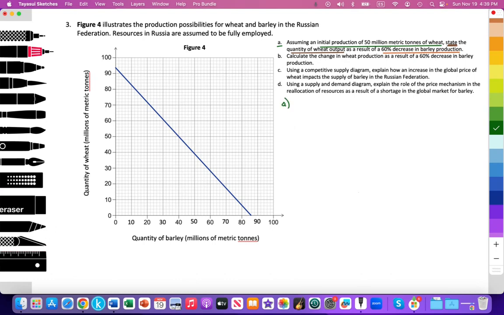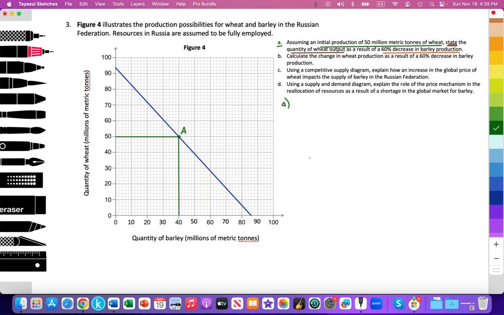First let's find the initial production, 50 million metric tons of wheat. Wheat is on the y-axis. We're looking for 50 million, which is right here. So we can go ahead and draw a line across, and that connects with the production possibilities curve. That will also illustrate the level of barley output at 40 million metric tons. I'm going to label that point A, so it keeps me mindful that this is our initial point.